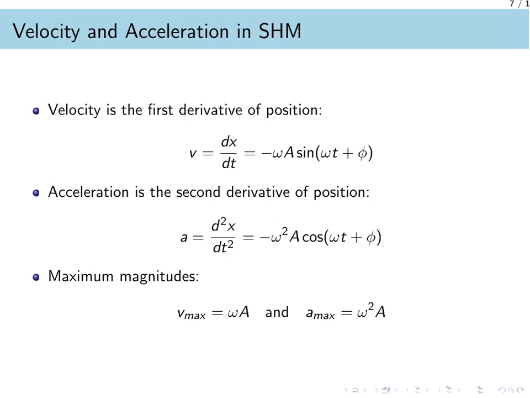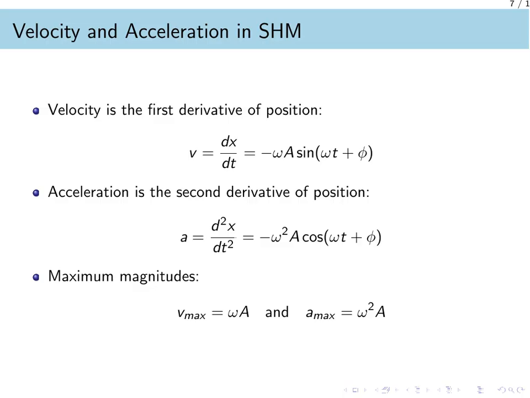We can determine the velocity and acceleration of the particle by taking derivatives of the position function. The velocity, v, is the first derivative of position with respect to time, which equals negative omega times the amplitude A times the sine of the quantity omega times t plus phi.